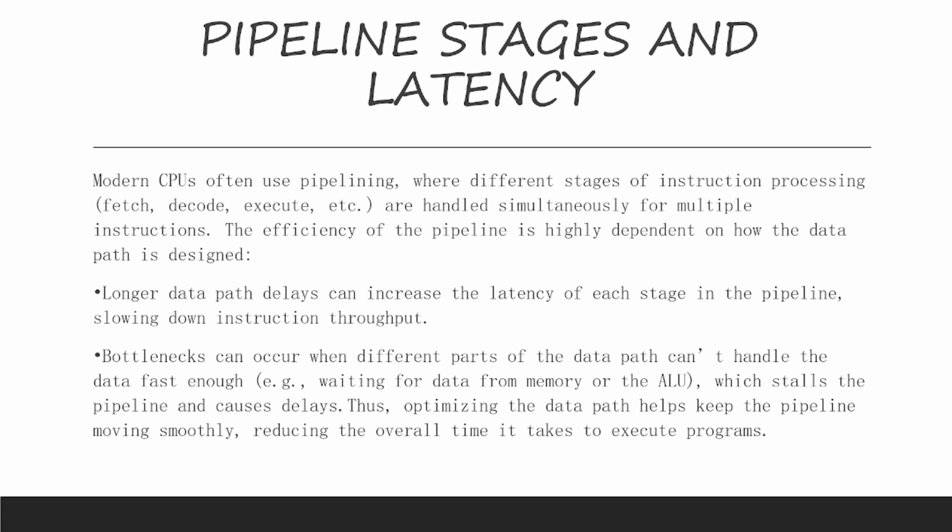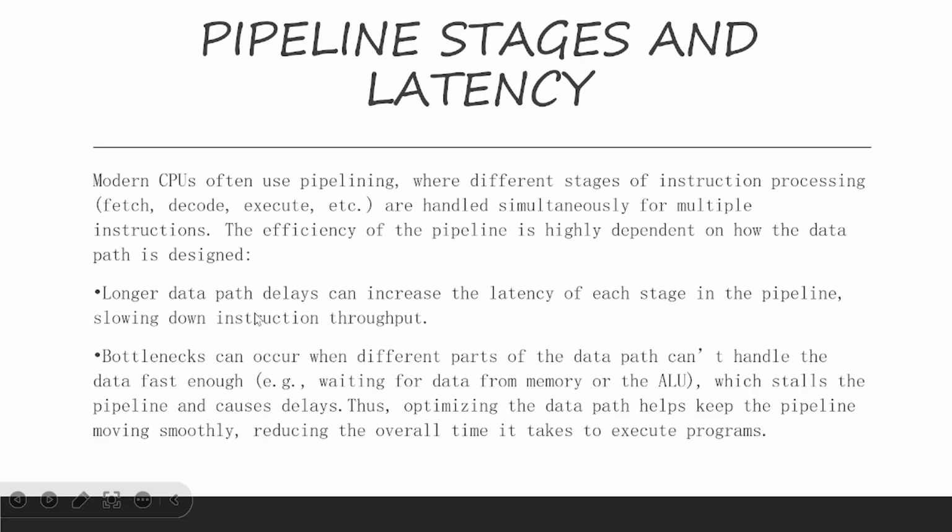Pipeline stages and latency. Modern CPUs often use pipelining, where different stages of instruction processing, that is, fetch, decode, execute, etc., are handled simultaneously for multiple instructions. The efficiency of the pipeline is highly dependent on how the data path is designed. Longer data path delays can increase the latency of each stage in the pipeline, slowing down instruction throughput.